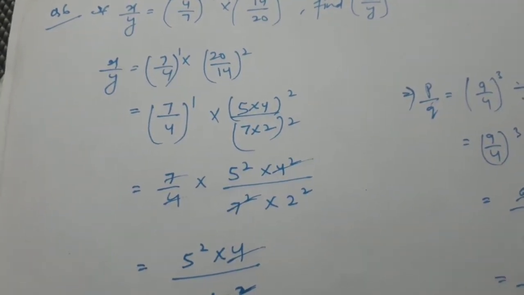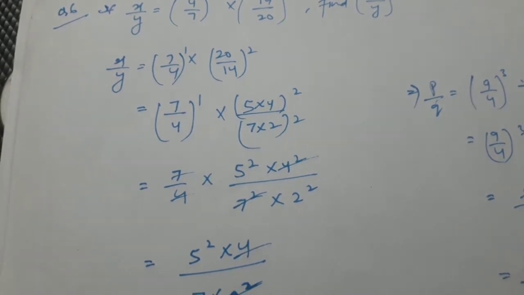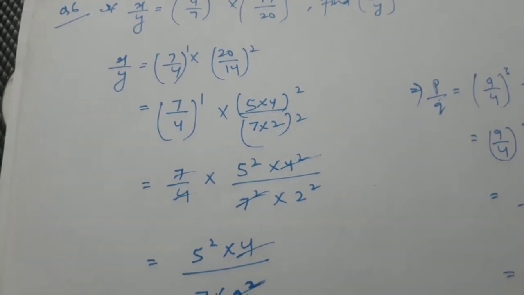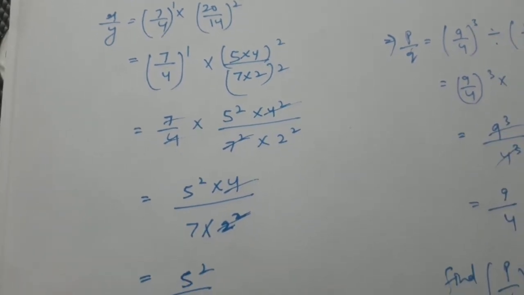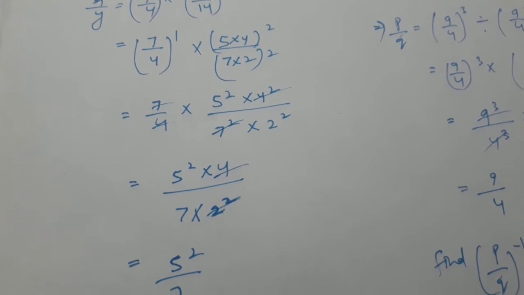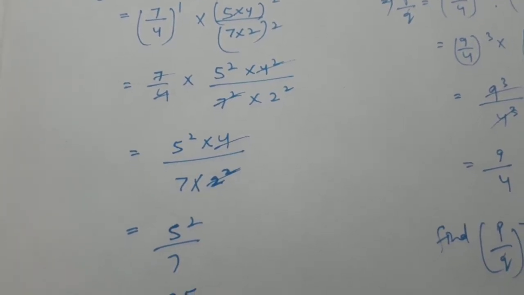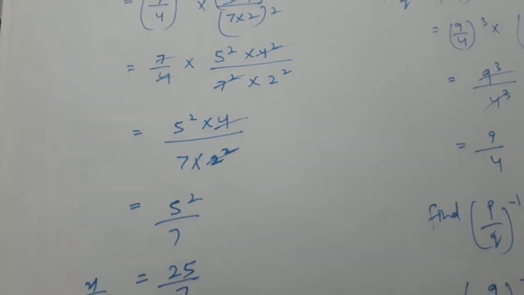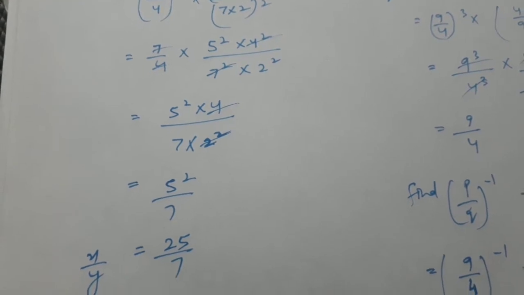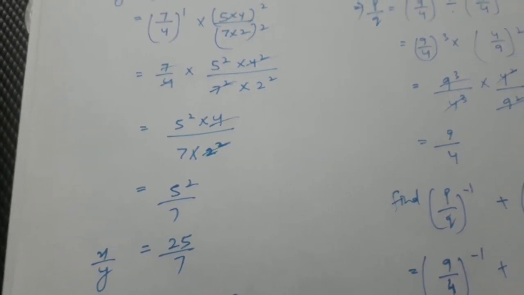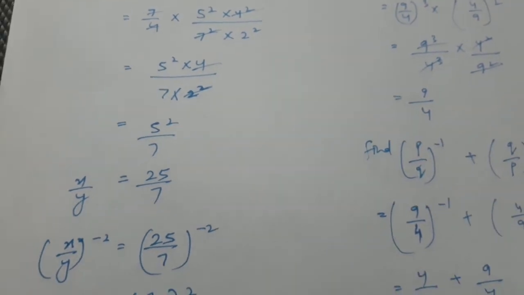So we have 7 by 4 into 5 square into 4 square by 7 square into 2 square. So 4 will be cancelled by 4 square and 7 will be cancelled by 7 square. So we will come out as 5 square into 4 by 7 into 2 square, which will get further cancelled. So 5 square by 7, then x by y equal to 25 by 7.